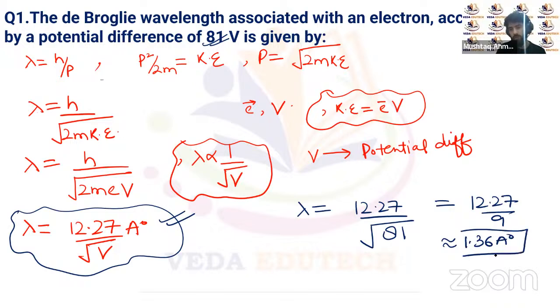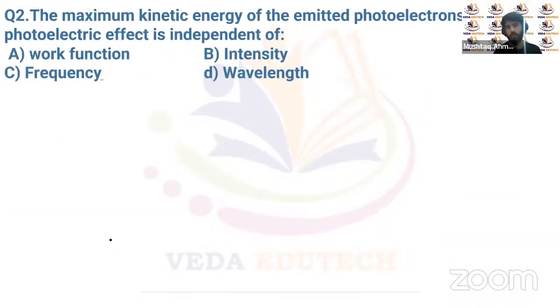So this will be the de Broglie wavelength associated with an electron accelerated by a potential difference of 81 volts. These are some of the important equations with the help of which you can calculate the de Broglie wavelength of any object, and this one is the de Broglie wavelength of an electron. Let's move on to another question.